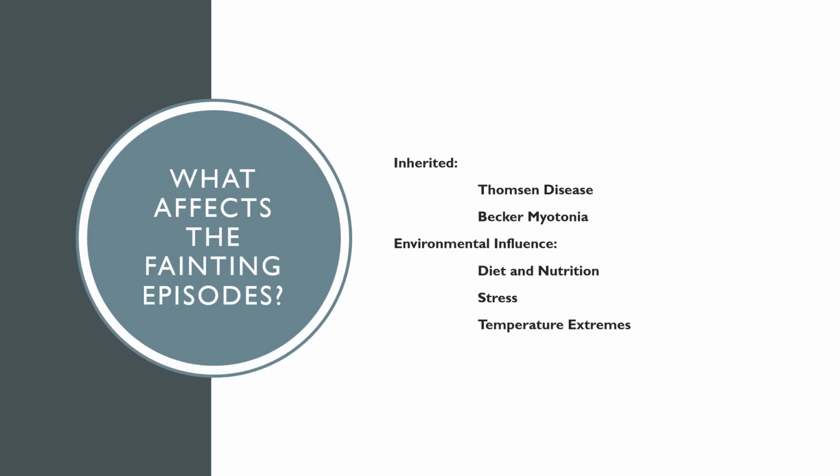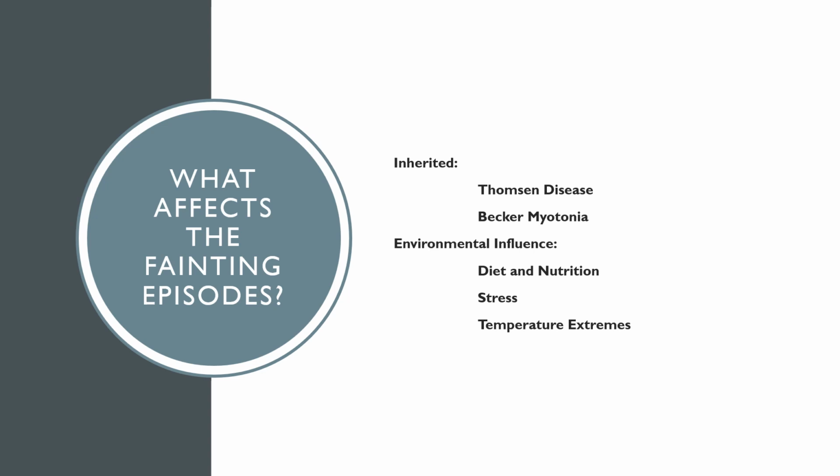What affects the fainting episodes? So myotonia is inherited, and it's inherited with varying degrees of severity. The two main classifications are the Thompson disease, which is autosomal dominant, and the other one is Becker myotonia, which is autosomal recessive. Becker myotonia is typically more severe and can lead to permanent weakness of the muscles.